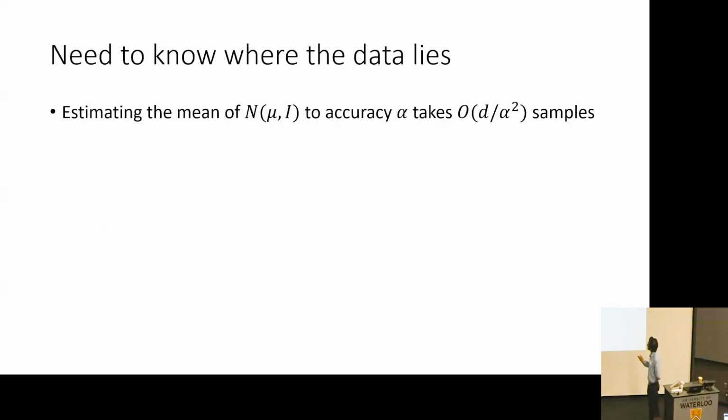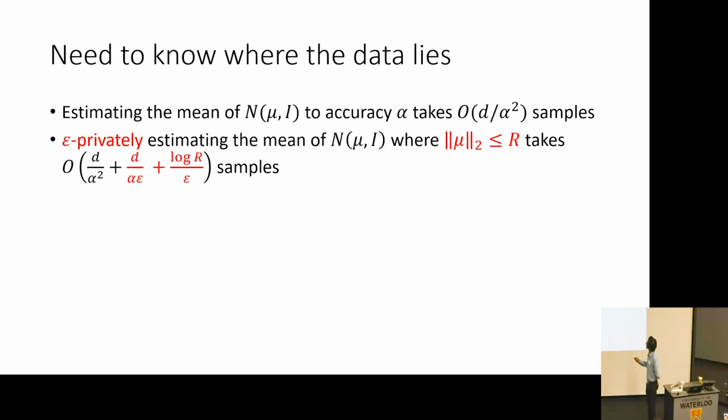Before, we knew that estimating the mean of, say, a Gaussian takes d over alpha squared samples. But my claim is that now in the private setting, if you want to privately estimate the mean, then you additionally need this piece of information. We need some sort of bound on where the mean lies. We can't just do it for arbitrarily large numbers. We need some a priori knowledge as a data analyst. And in fact, that shows up in the sample complexity. So you can't just use arbitrarily unbounded data. You have to have some prior knowledge, which is a bit challenging for an analyst.